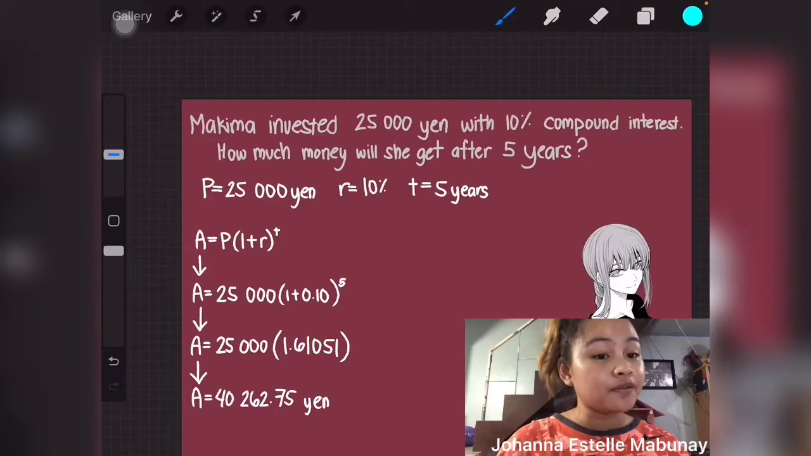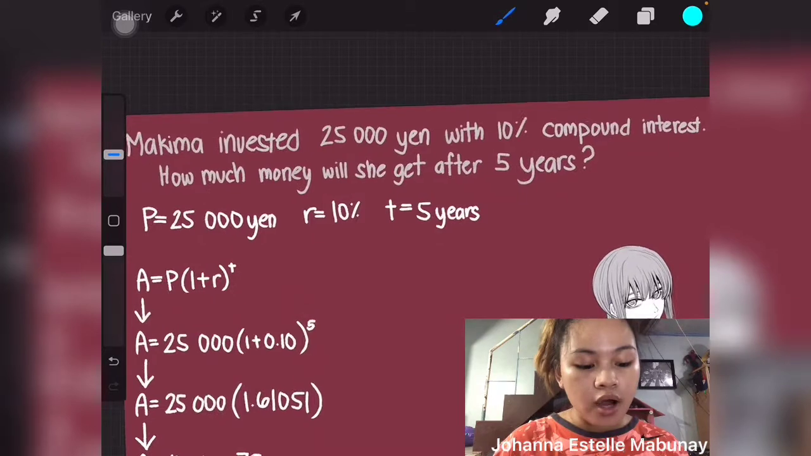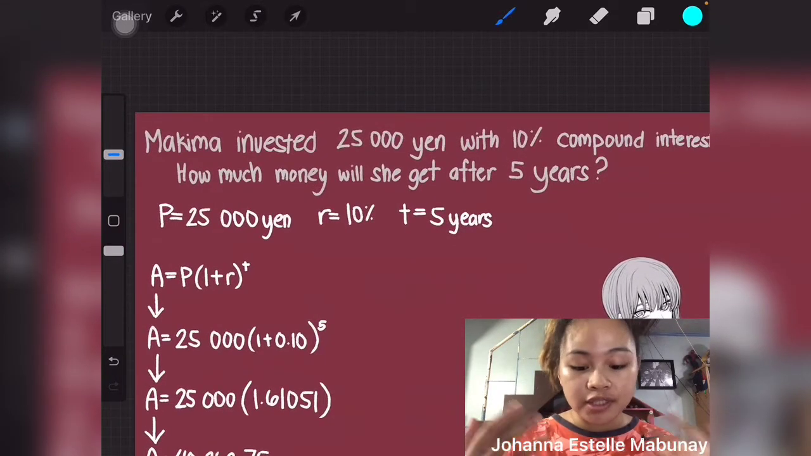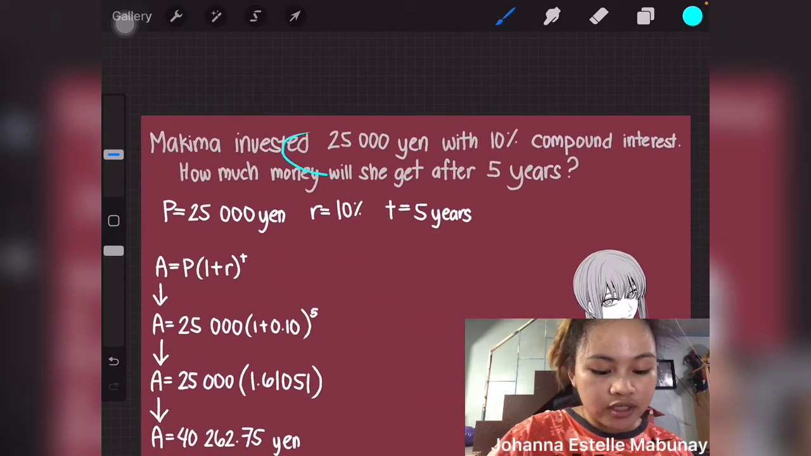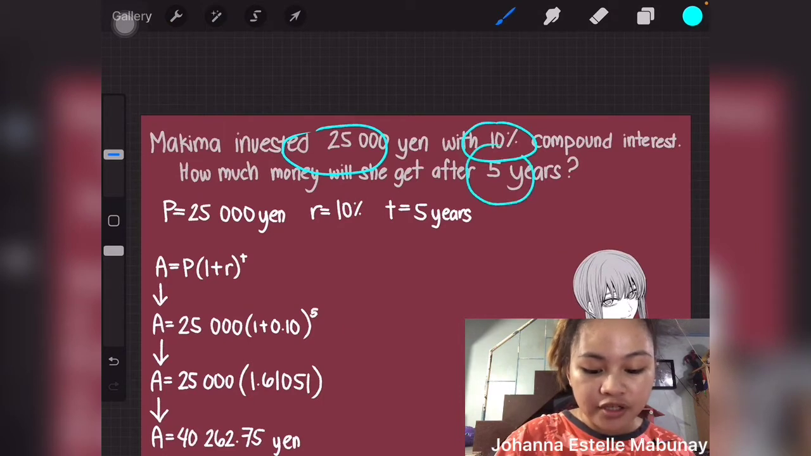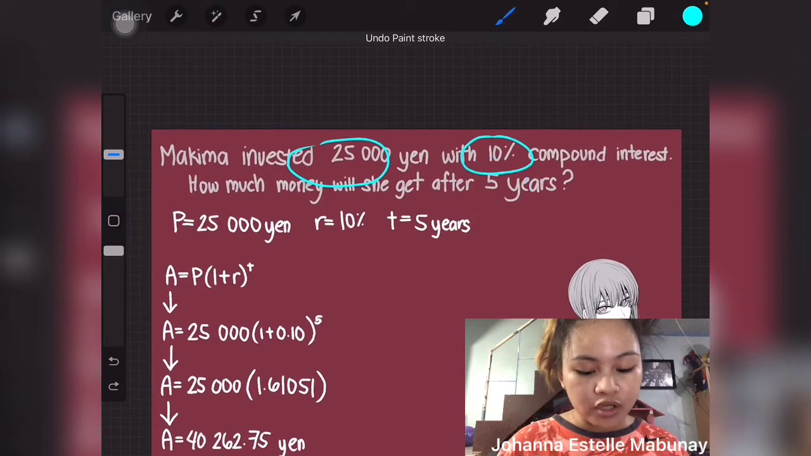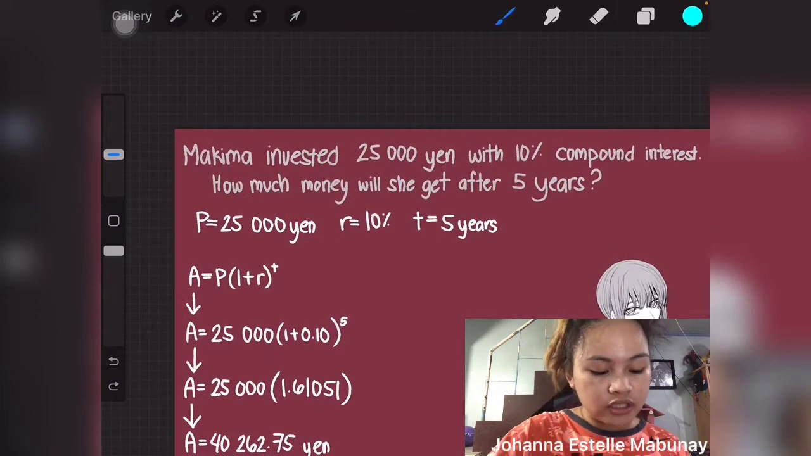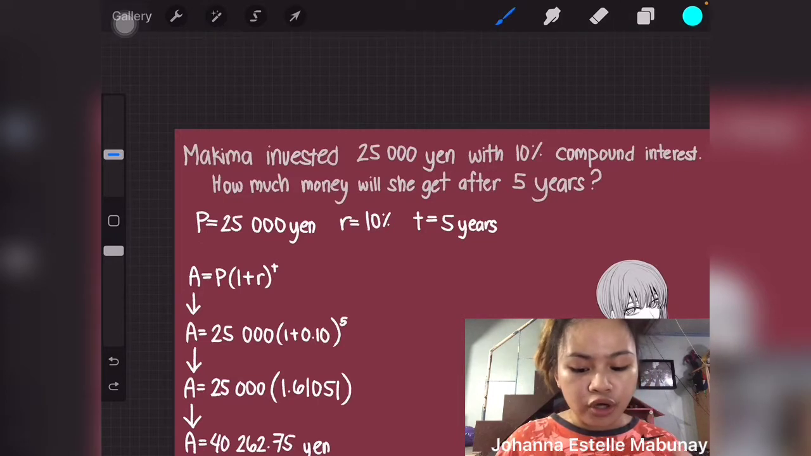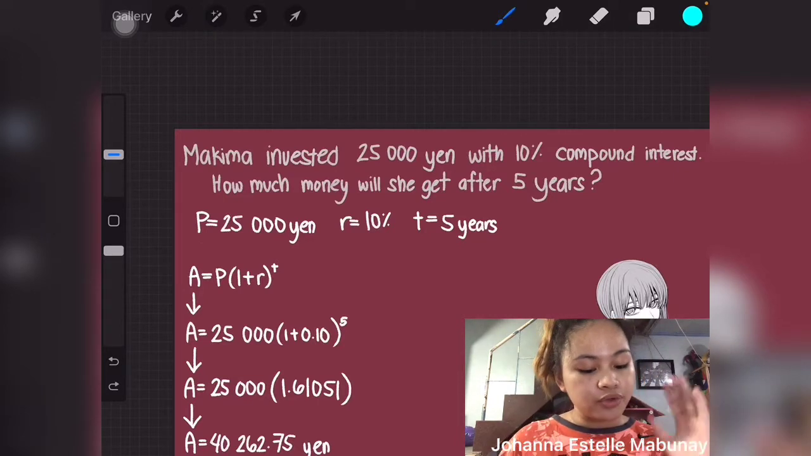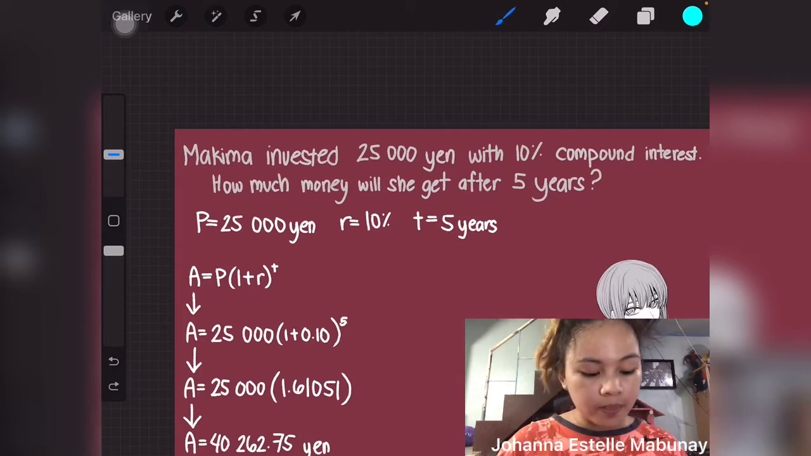Let's answer questions 3 to 5. So, for 3, I'm going to give an example of a compound interest. So, Makima invested 25,000 yen with 10% compound interest. How much money will she get after 5 years? So, those are our given: 25,000 yen, 10% rate, and 5 years time. So, we're going to input all those into this solution. So, the solution for compound interest is A is equal to principal times (1 plus r) raised to the power of time. So, we're going to input that.